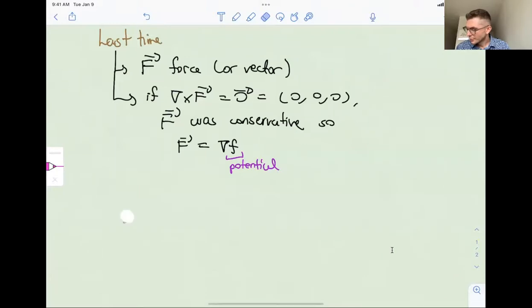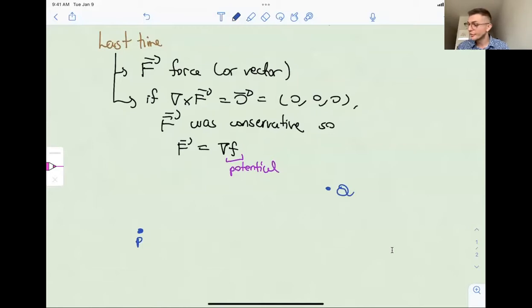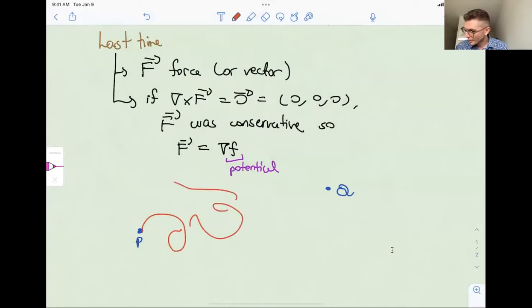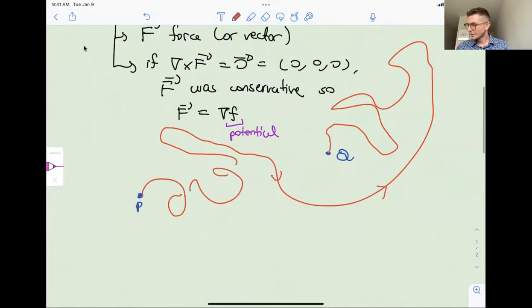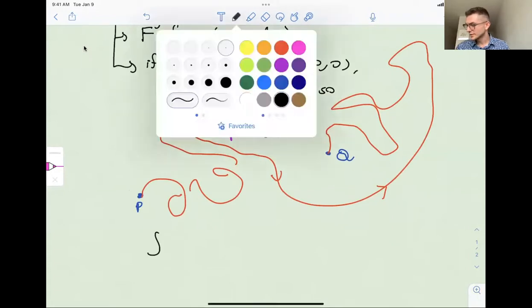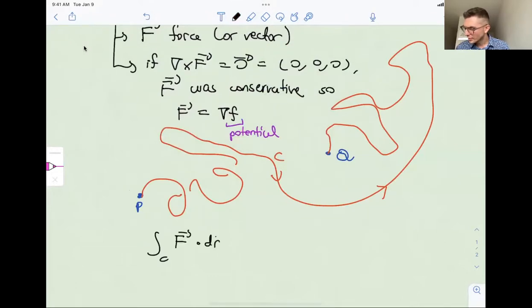The whole reason for doing this is that if you choose a path, say from a point P to a point Q, you choose your favorite path connecting those two points. So something weird. Just imagine a weird trajectory. Then the work in the conservative case, let's call this trajectory C for curve. So the work, which is the way in which usually work is written, is the work from going from P to Q.